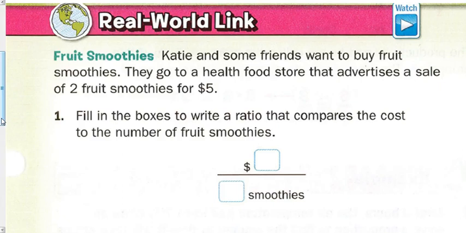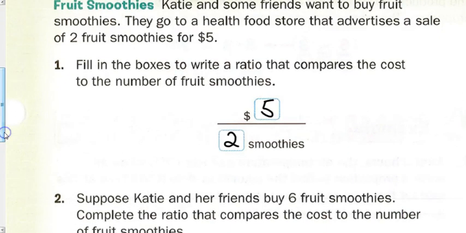So remember, a ratio is nothing more than a comparison between two values. So in our numerator position here, we want the cost, which we said was $5. And with that $5, you get, count them, not 1, but 2 fruit smoothies. So there we go. We have a ratio comparing cost to the number of smoothies.